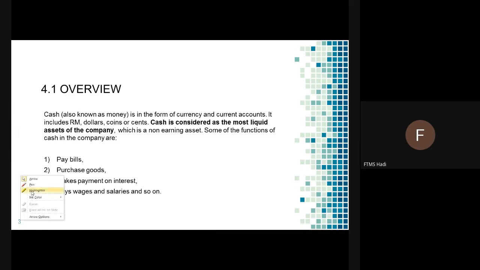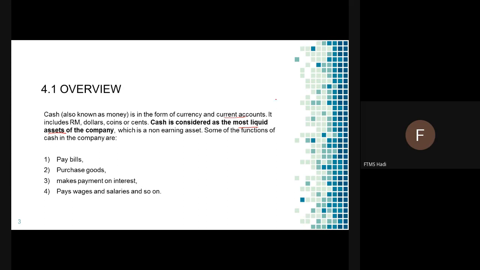Not only in terms of currency, but also in current accounts. Current account, we're talking about savings, and also in your hands as well. It includes RM, dollars, coins, or cents. It is considered the most liquid asset of the company.